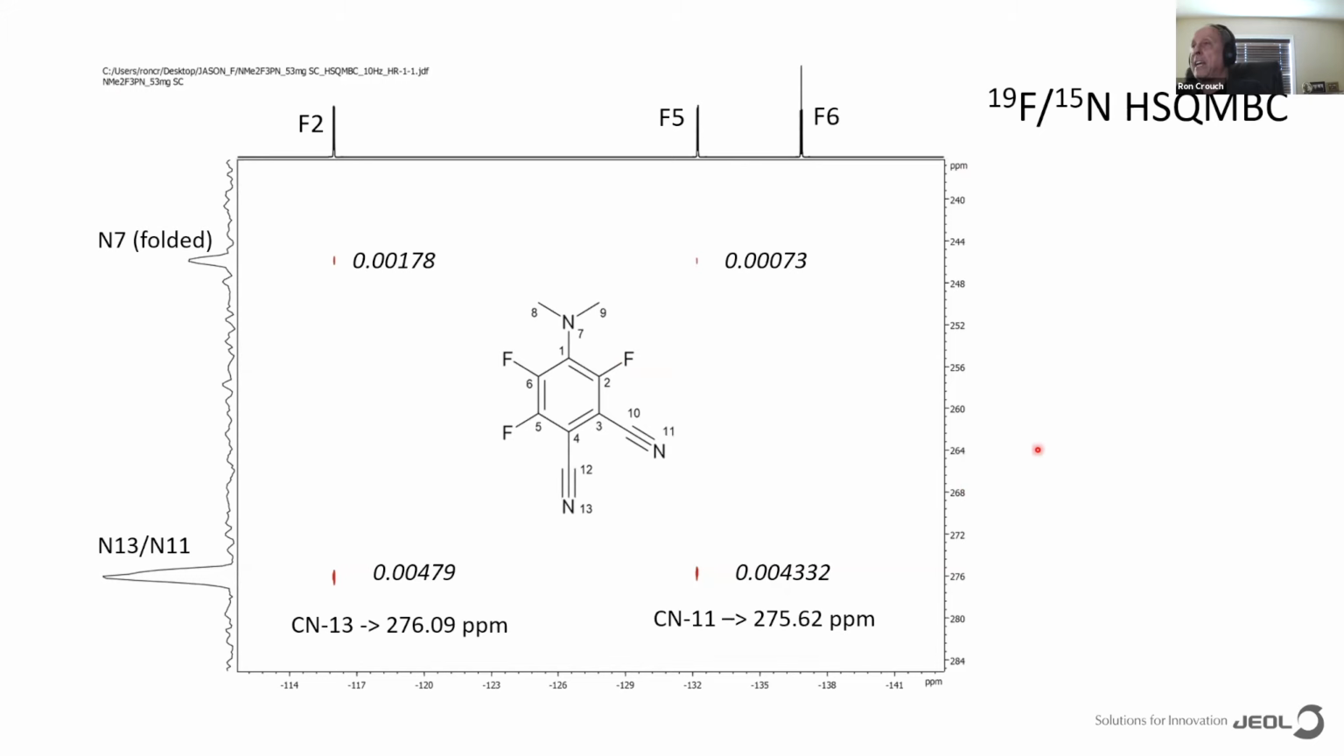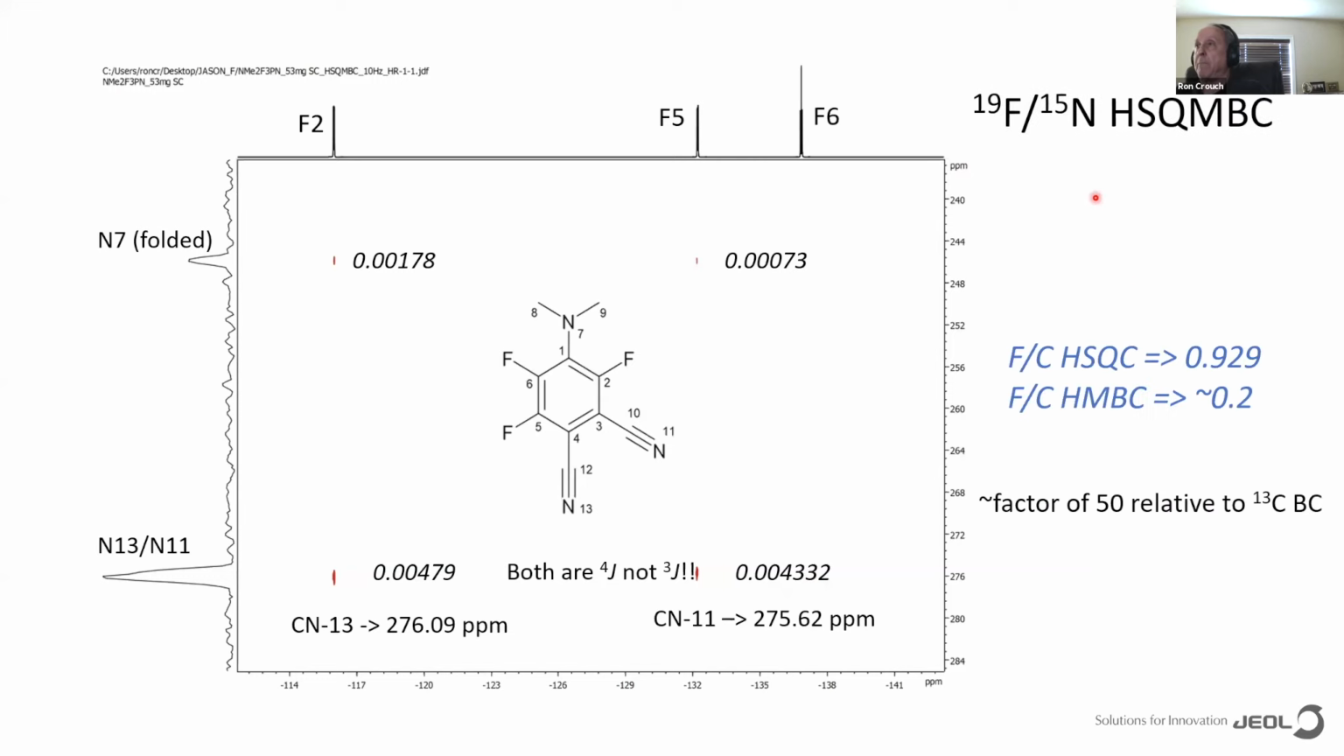So again, we have a huge loss in signal, and it means we need to probe our experiment and maybe pick another choice for doing fluorine nitrogen. So again, here's the numbers. Fluorine carbon HSQC, the HMBC 0.2, and this is about a factor of 50 below the carbon HMBC.